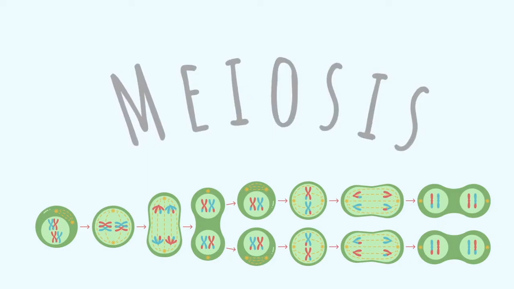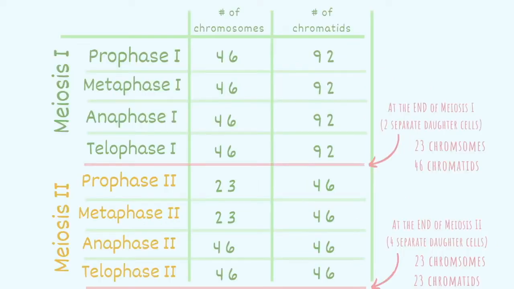So first off, I have this chart here that shows how many chromosomes and chromatids are present in a cell at each stage of meiosis. Make note that these numbers reflect the end of each stage. So if you'd like, you can take a screenshot or take a picture of this before we move on. Let's go ahead and get started.